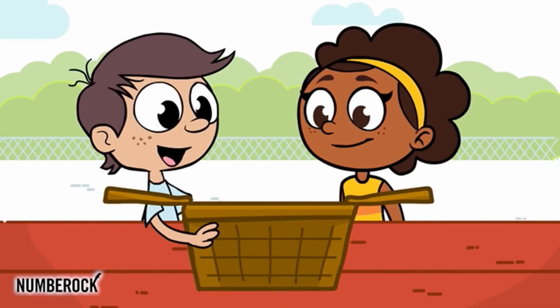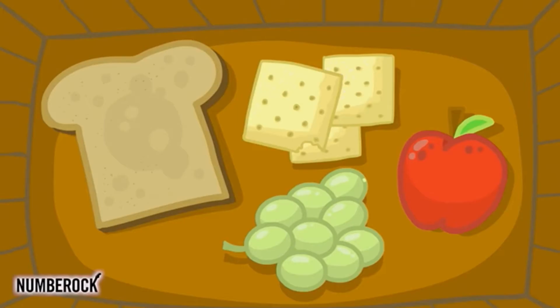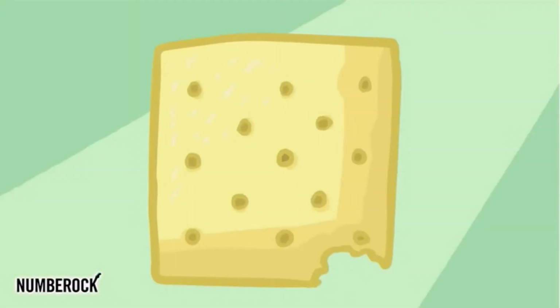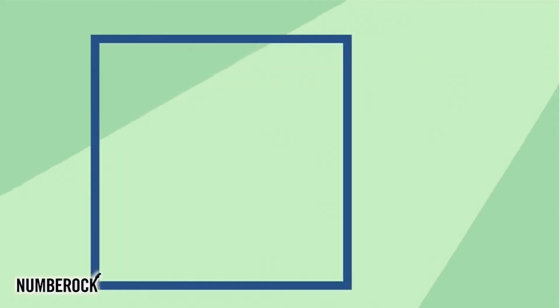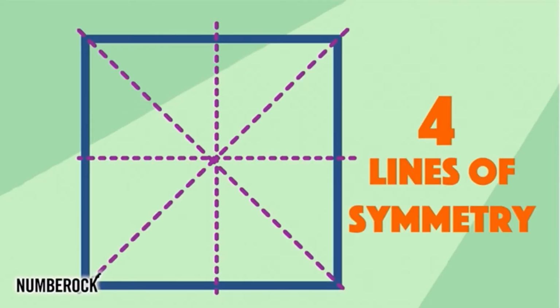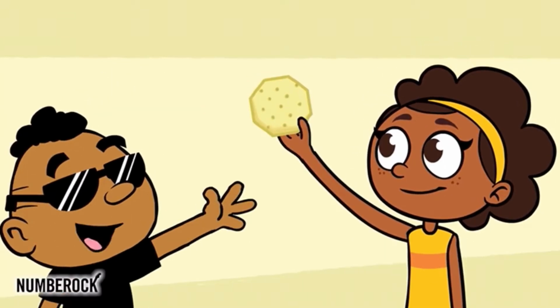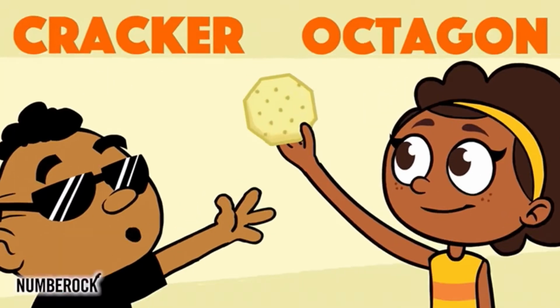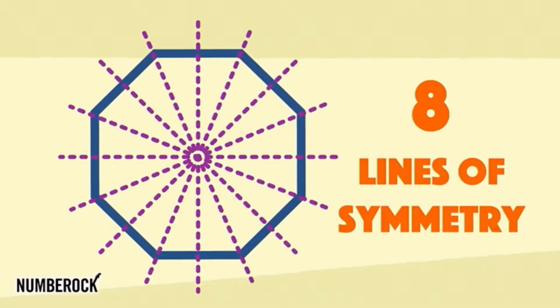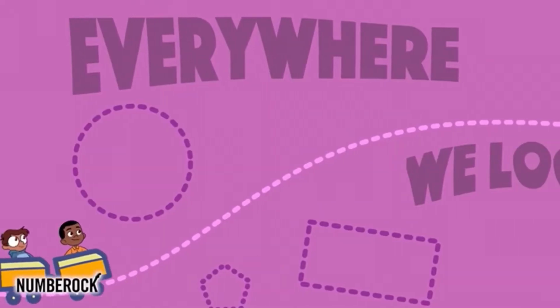For lunch, and we've got a hunch that symmetry's in the food we'll munch. We look at a cracker, it's a square. We see four lines of symmetry there. Two of the four corners, they were gone, leaving us with a cracker octagon. We looked a bit closer then to see the regular octagon's eight lines of symmetry.